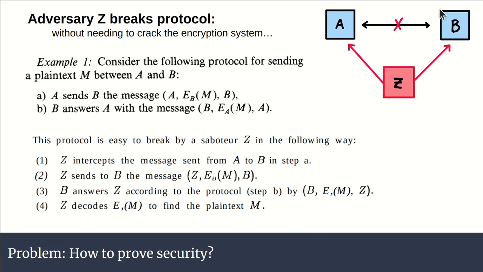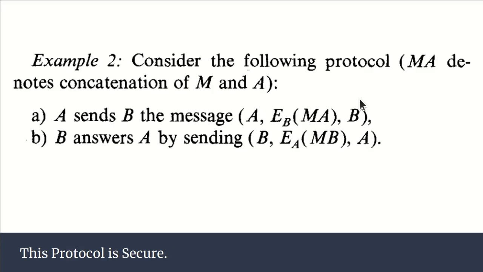The receiver B answers to Z according to the protocol, and they encrypt the message using the sender's public key, which is now Z's public key, and then they send it back to the sender, who is Z. Z can now easily recover the plaintext by decrypting the message using their private key.